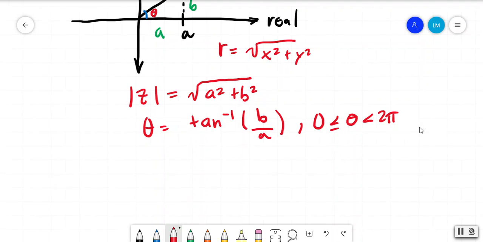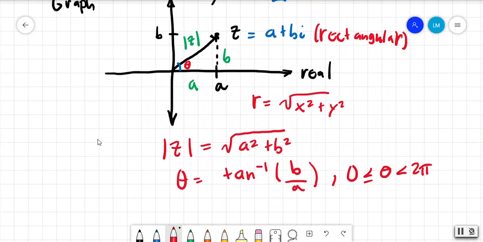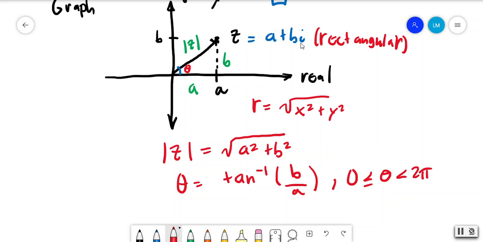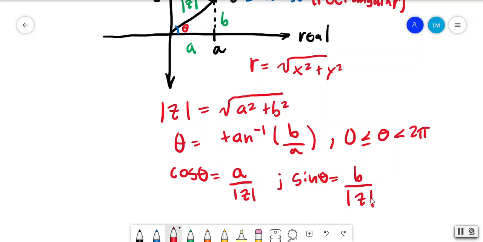Okay, so what else can we do with this? Well, note that there are these rectangular coordinates that we have, a and then b, right? So what if we were to say, relative to the angle theta, that cosine is going to be adjacent over the modulus of z. And then I have that sine is going to be equal to b over the modulus of z.